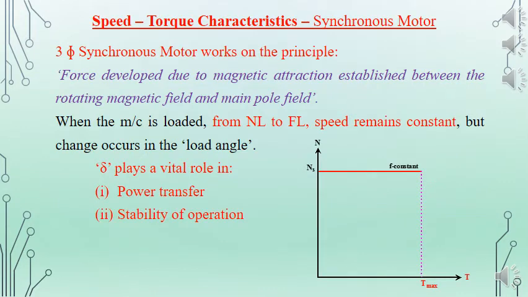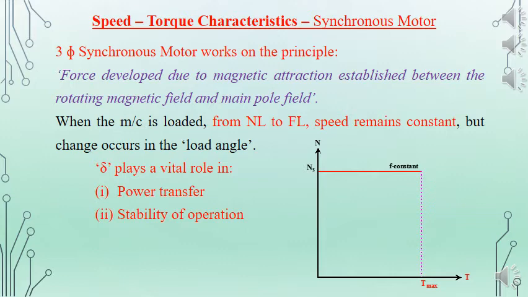Synchronous motor is a doubly excited machine. On the stator side, we will be providing a three-phase AC supply, and on the rotor side, we will be providing a DC supply. The three-phase supply, or a polyphase supply, which is given on the stator will be generating a rotating magnetic field, and the speed of the rotating magnetic field is called the synchronous speed.